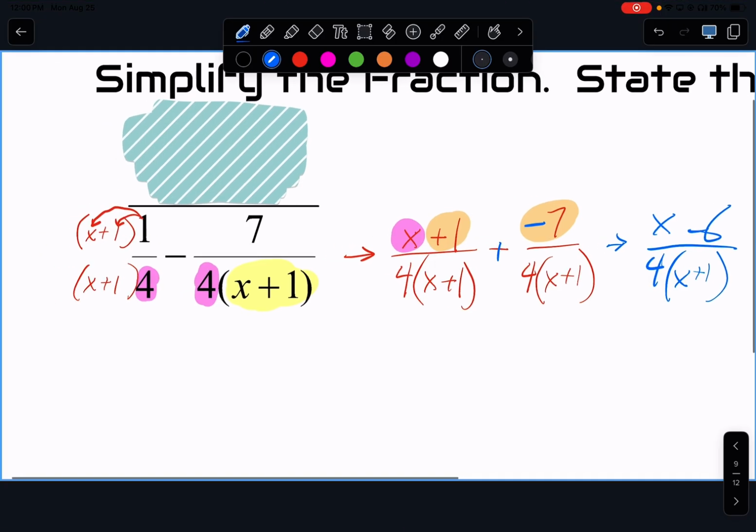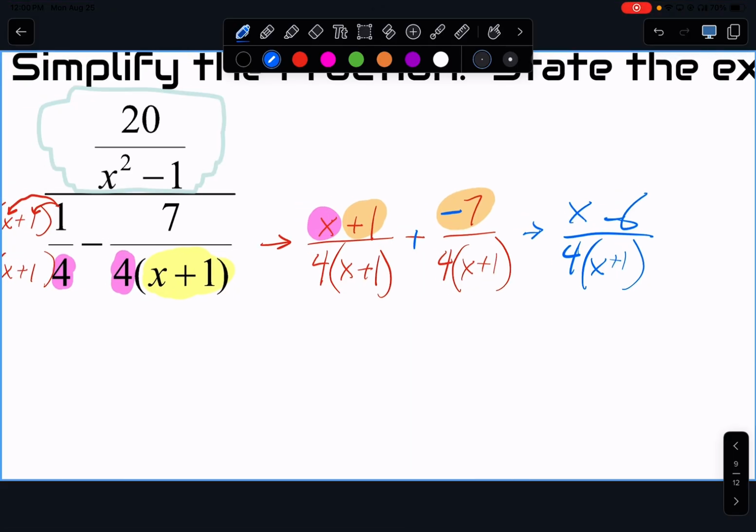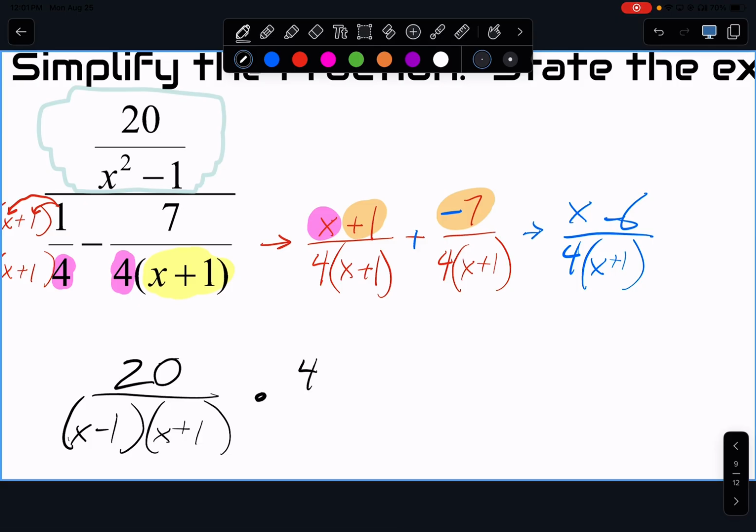Okay, now we're going to go back and reveal that top. Okay, and I'm going to do my copy dot flip. So I'm going to take that 20 over x squared minus 1. And you know what I'm going to do? I haven't done this yet, but we're going to combine steps here. So I'm going to factor that x squared minus 1. X minus 1, x plus 1. And now I'm going to put my dot, and now I'm going to flip the blue part. I'm going to flip the blue. So instead of 4 times x plus 1 being on the bottom, it's going to go on the top. Over x minus 6.